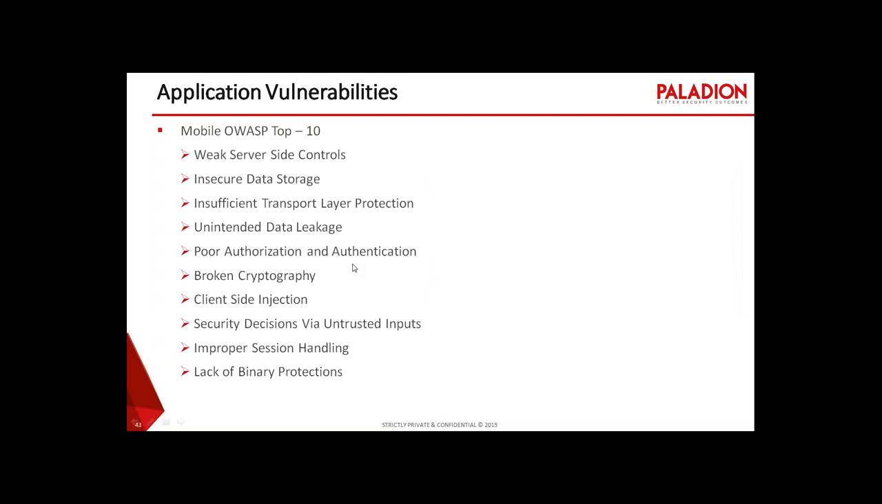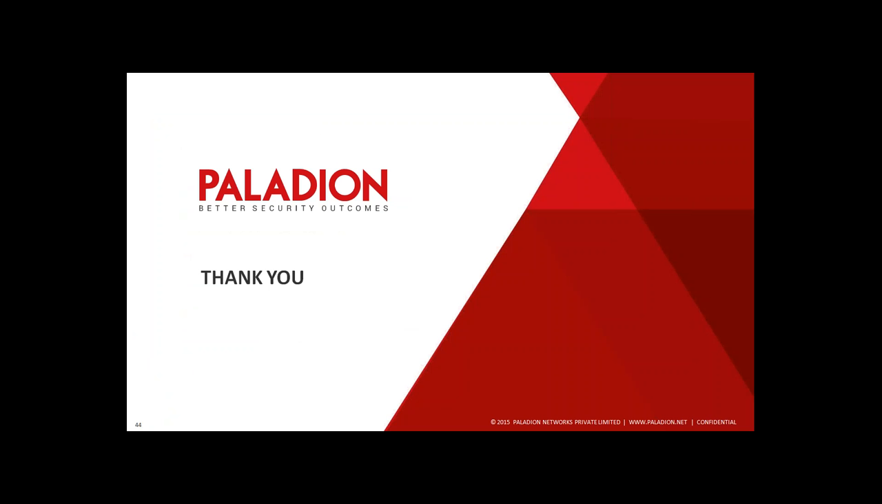So these are the OWASP mobile top 10: weak server-side controls, insecure data storage, insufficient transport layer protection, unintended data leakage, poor authorization and authentication, broken cryptography, client-side injection, security decisions via untrusted inputs, improper session handling, and lack of binary protections. I think we've covered most of these in this session. So that's it from my side. Any questions? Any queries?